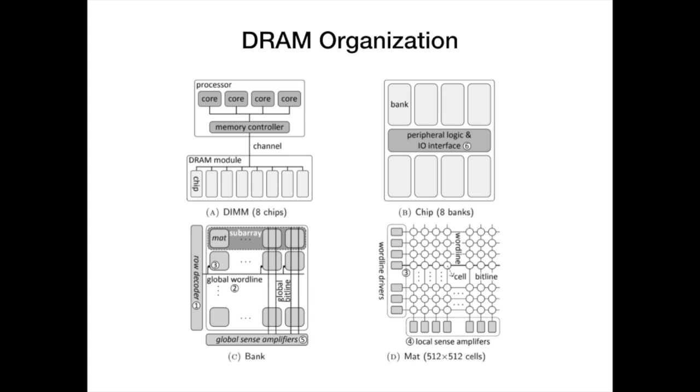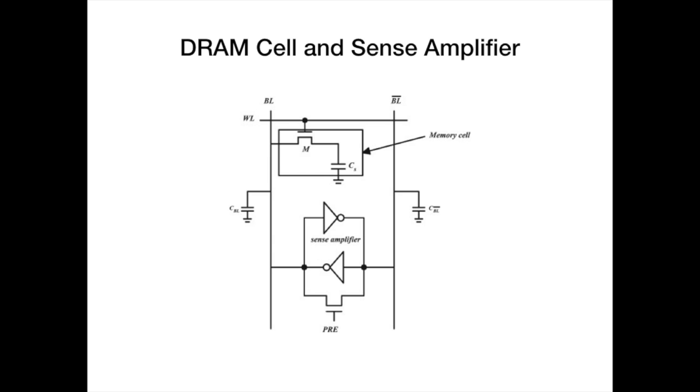Finally, within each mat, we can see an array of 512 by 512 data cells, each one representing 1 bit, connected together by word lines and bit lines, and controlled by the word line drivers and the local sense amplifiers. Zooming in a little closer, you can see how the memory cell connects within each mat. The memory cell consists of a capacitor, which holds a charge, and a transistor to connect it or disconnect it from the bit line.